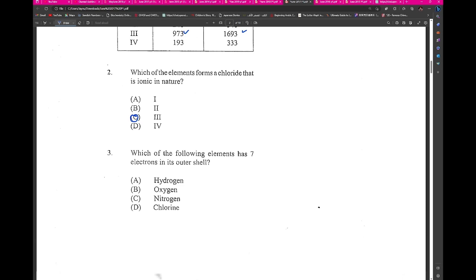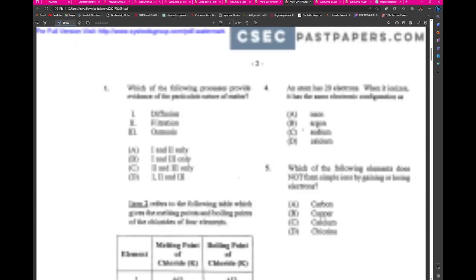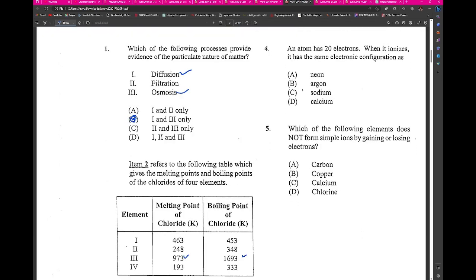Which of the following elements has 7 electrons in its outer shell? This would be chlorine. An atom has 20 electrons. When it ionizes, it has the same electronic configuration as... so 20 electrons, so we know it has 2, 8, 8, 2. When it ionizes, it creates the same thing as argon. Wait, not calcium, sorry about that. It would be generally similar to calcium. When it loses 2 electrons, it goes back to 2, 8, 8, which is argon.